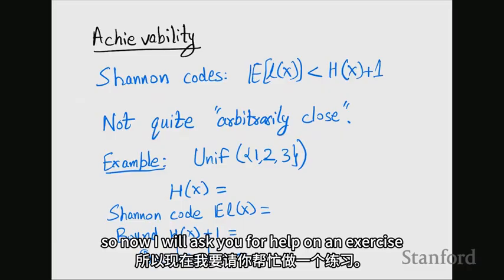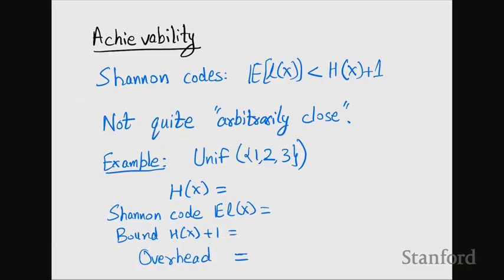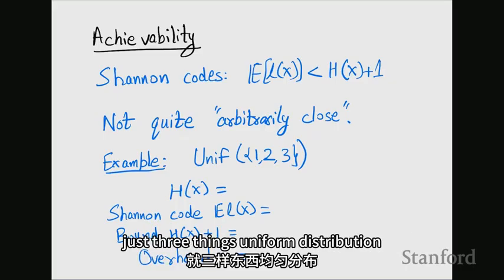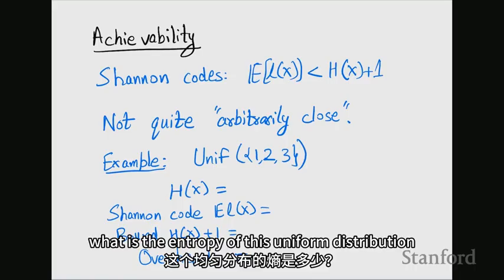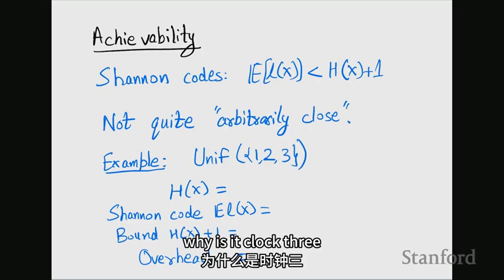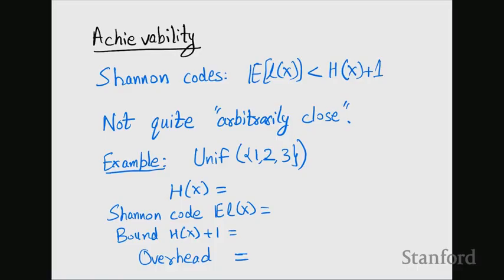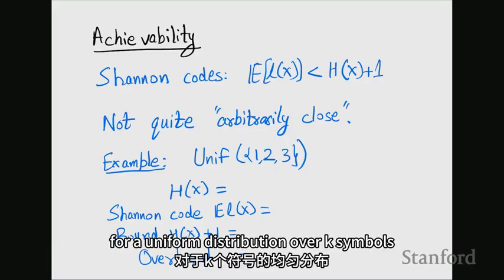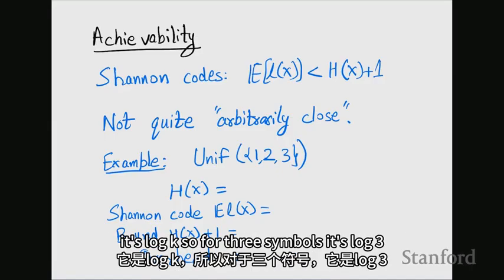Okay, so now I will ask you for help on an exercise. You have a uniform distribution over 1, 2, 3. Just 3 things, uniform distribution. What is the entropy of this uniform distribution? Why is it log 3? Because it's a uniform distribution, right? We saw before that for a uniform distribution over k symbols, it's log k. So for 3 symbols, it's log 3.